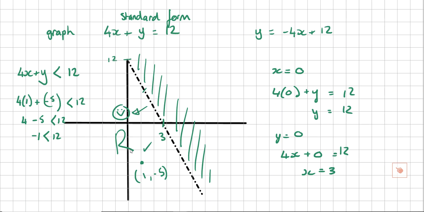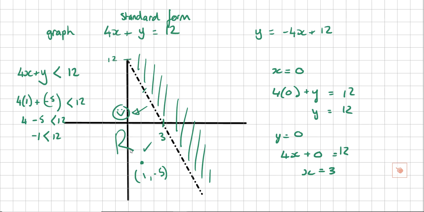I'm allowed to keep. Sometimes it says shade the region you want to keep, but most of the time, because they know that some people do it one way, some do it the other, they always end the question with, put an R, label your region R. Yeah. So when it's less than or equal to, it's a solid line, yeah.